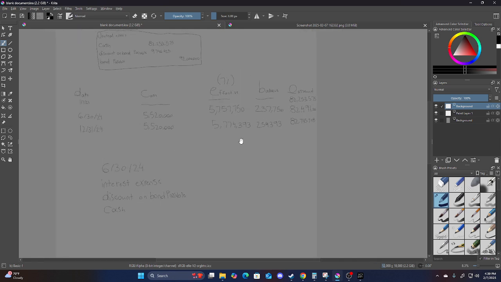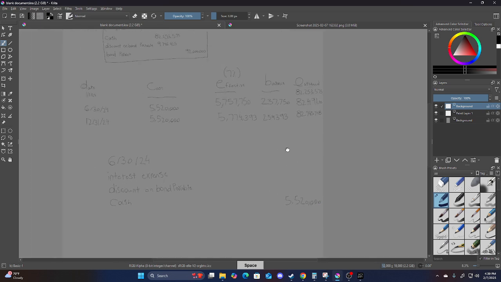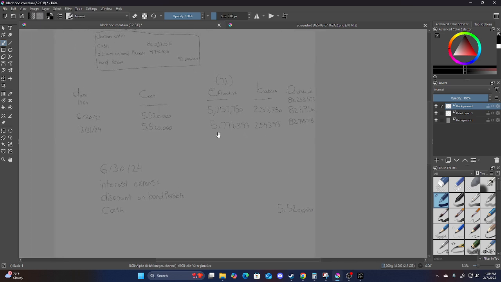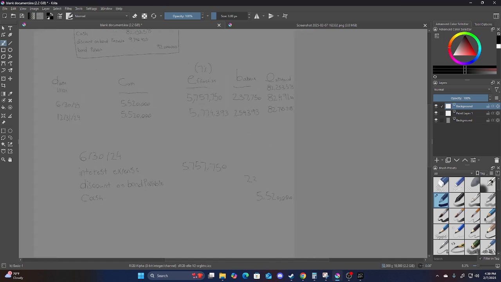So our cash is just cash, 5.52 million. Your effective is going to be the interest expense, effective interest, 5,757,750. And your balance is going to be the discount, 237,750. Okay, so now we're going to do 12/31. How much time left? Okay, next part.